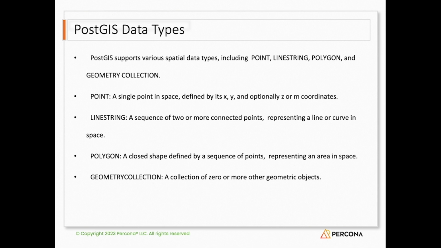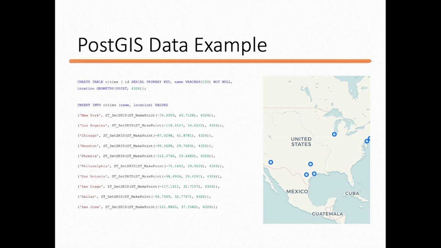A point is a single position in space defined by x and y, and optionally z or more coordinates. A line string, a sequence of 2 or more connected points, is called a line. A polygon is a closed shape defined by a sequence of points representing an area in space. A geometry collection is a collection of 0 or more other geometrical objects, so you can store multiple objects in it. That's really basic.